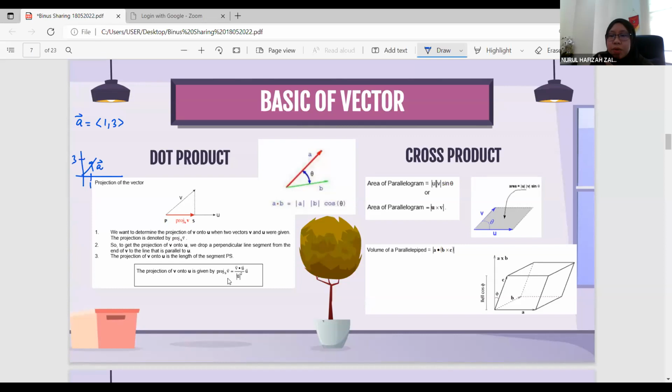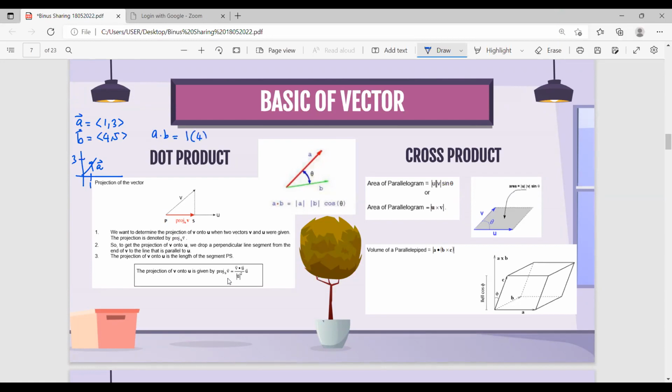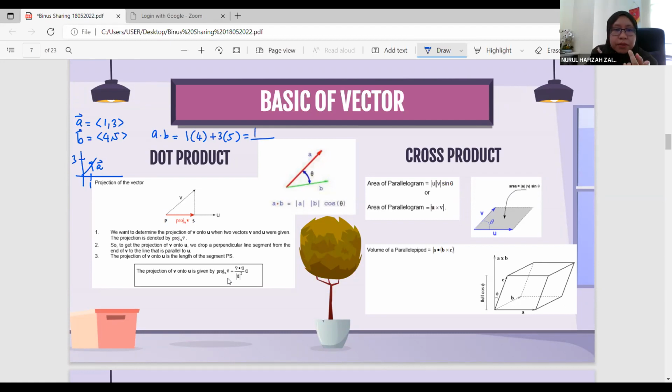Dot product means you have two vectors, A and B. Say B is (4, 5). So A dot B is 1 times 4 plus 3 times 5, right? So you will get 4 plus 15, which is 19. So this is a scalar product. Dot product is also a scalar product. So why do you need a scalar? Why do you need the magnitude? Why is it important to know how to calculate A dot B?